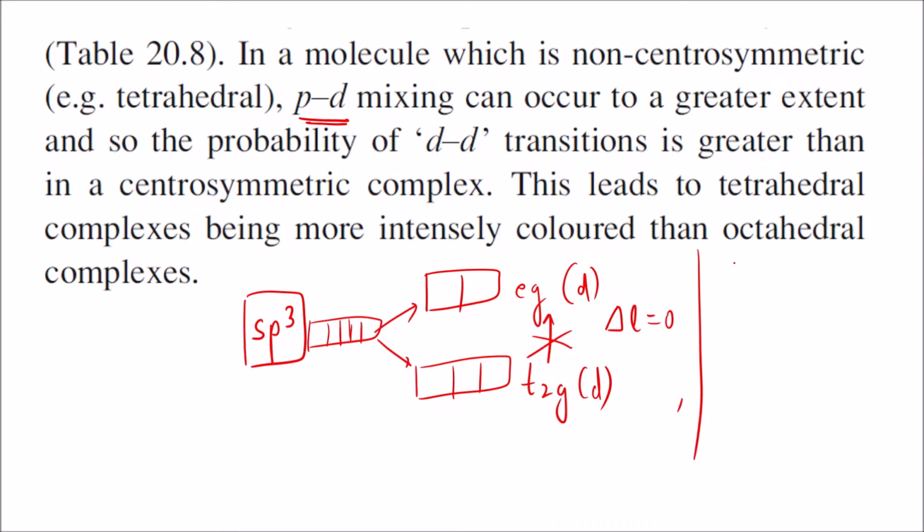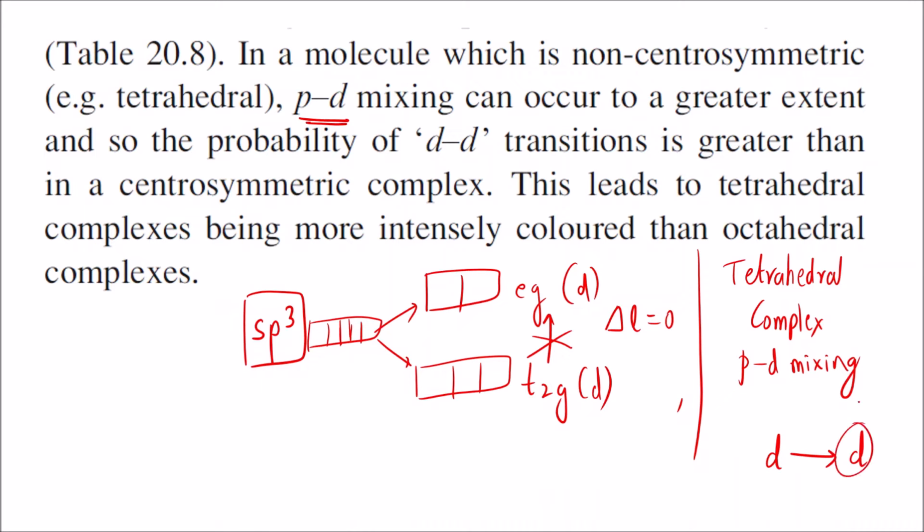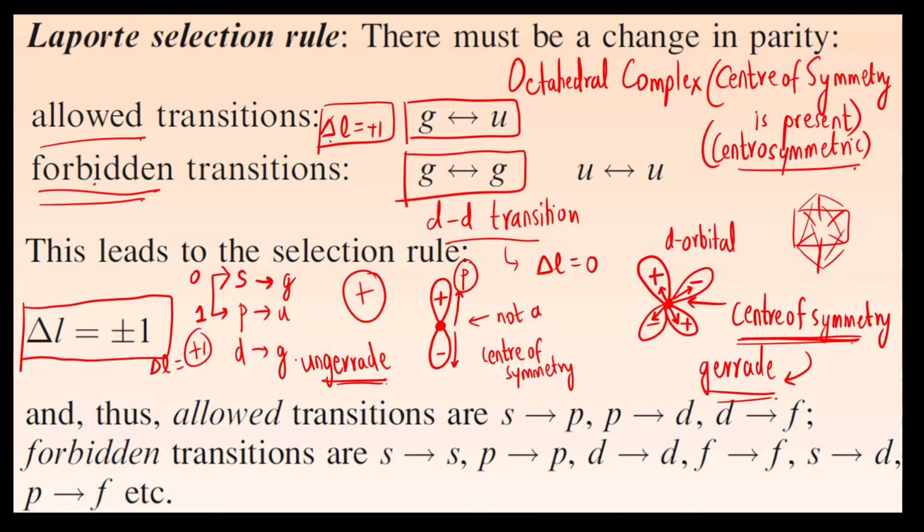But what happens in the case of a tetrahedral complex is that in tetrahedral complexes, there is p-d mixing. There is a mixing of p and d orbitals. So the transition is not purely d to d. This d orbital has some p character. So we saw just now, p to d is an allowed transition.